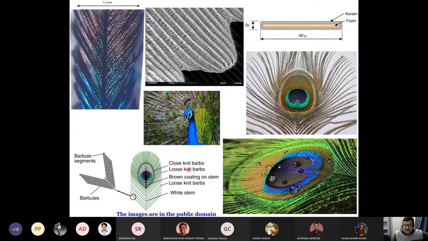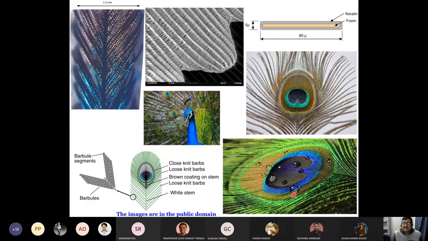So in some places you have close-knit barbs, in some places you have loose-knit barbs, then brown coating on the stem, then loose-knit barbs, then white stem, and then barbs will have barbules. So in that process, you develop a real hierarchical structure, and those hierarchical structures give you a camouflage, which is very similar to the leaves or the trees, so that it can hide easily during the night time. It doesn't have a problem during the daytime in terms of getting killed by predators, but it has a problem during the night time when it is sleeping.